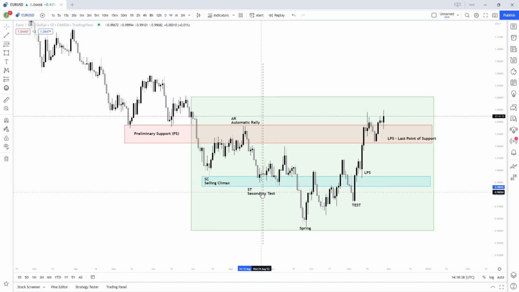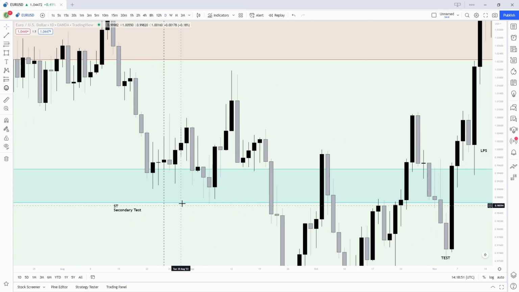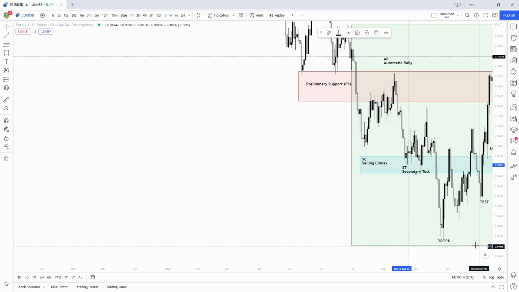Something worth noting, and something I should have pointed out sooner, is that there's not always going to be one secondary test in the market. As a matter of fact, we've actually had 1, 2, 3 major reactions to this level of support, and each one of those 3 reactions represents a secondary test. Now, to identify phase A, it ends after the very first secondary test. That is where the absorption has really stopped.